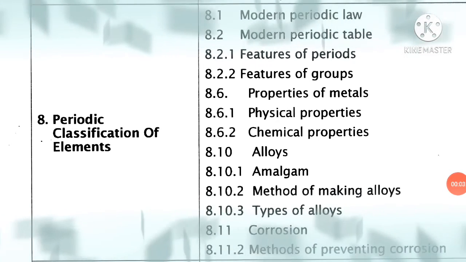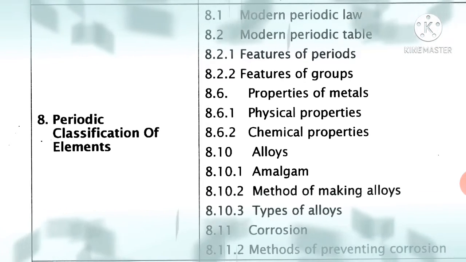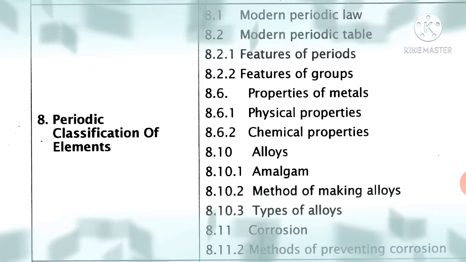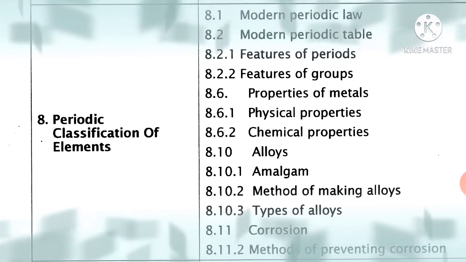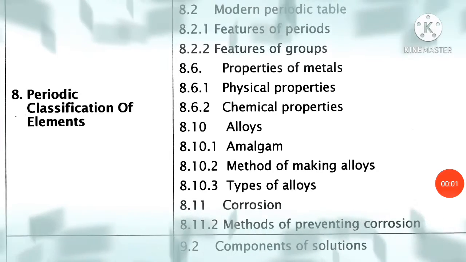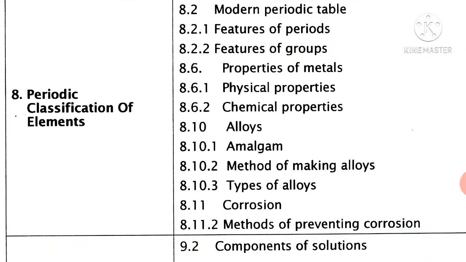8.10 Alloys. 8.10.1 Amalgam. 8.10.2 Method of making alloys. 8.10.3 Types of alloys. 8.11 Corrosion. 8.11.2 Methods of preventing corrosion.